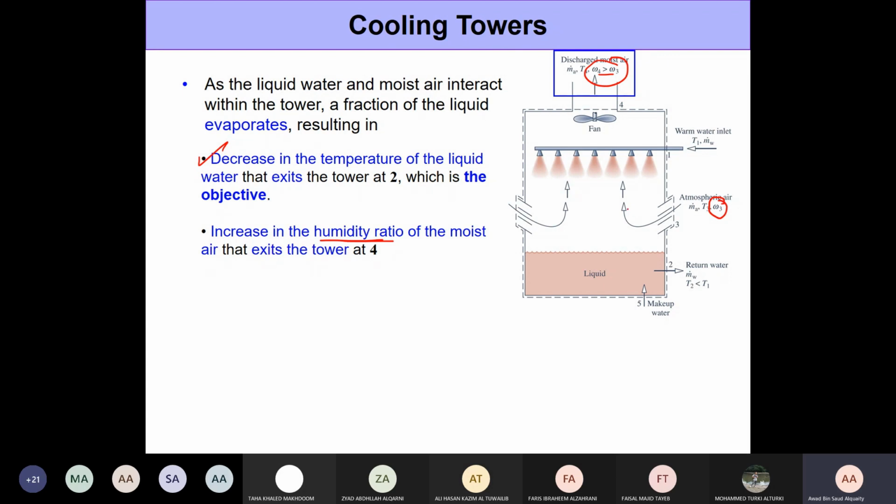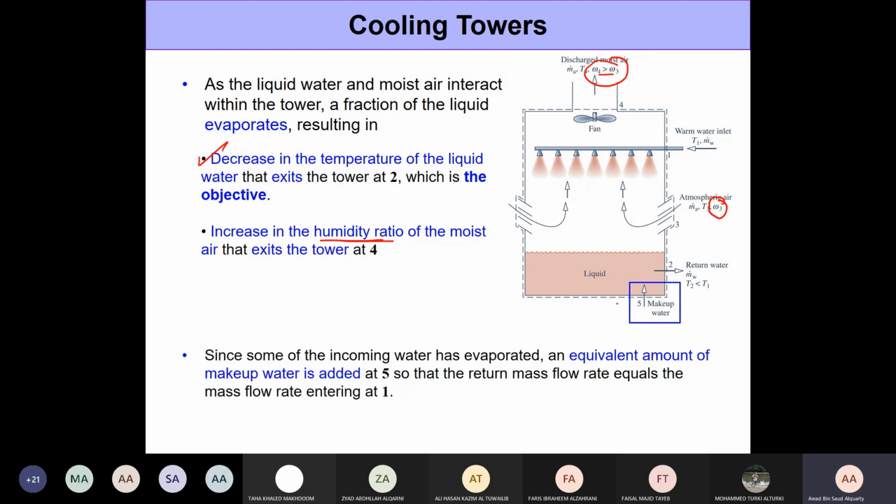So we said we need to add makeup water to compensate for the evaporation, and therefore the amount of makeup water that you need to add is basically equivalent to the amount of water that got evaporated. All right, so that's all it is here. We're going to talk about some more types of cooling towers, or options available to provide the cooling effect, and then solve a problem based on this. If you have any questions here, please go ahead and let me know.